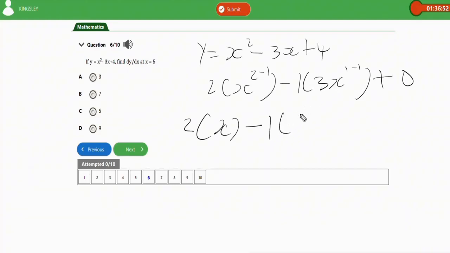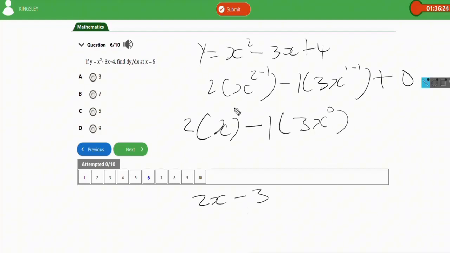Let's simplify what we have inside the bracket, 3x to the power 0. Then this is plus 0, which is nothing. So our final result will be 2x for the derivative of the function. 2x minus 1 times 3 gives you minus 3. Now x to the power 0 is 1. So this is what we're going to have.